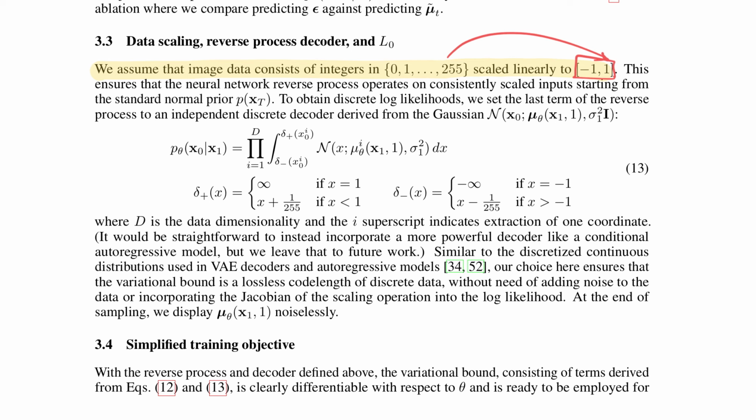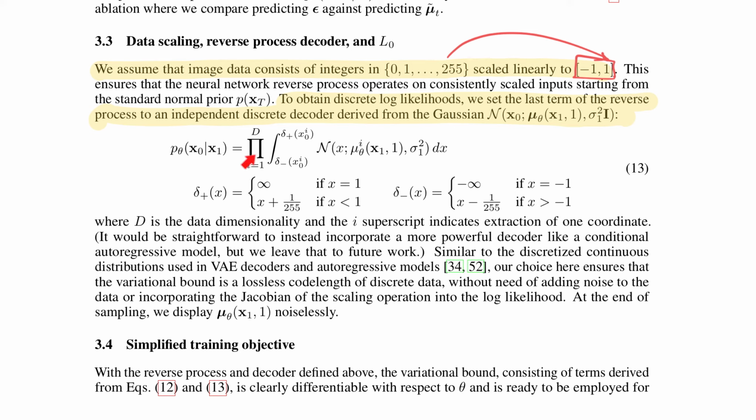For the reverse process, they consider the image data essentially as uint8, so the values are between 0 and 255. They scale it linearly to -1 and 1. And then to obtain discrete log likelihoods, because you want to predict something like this, they consider the last term of the reverse process to be an independent discrete decoder derived from this specific Gaussian over here.